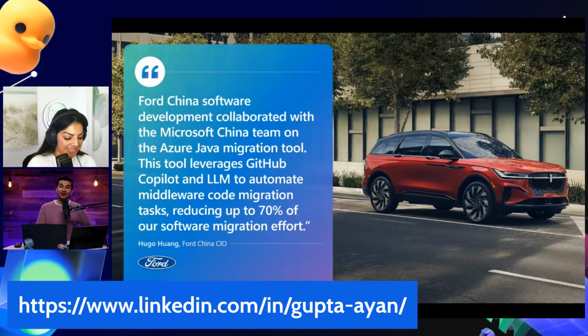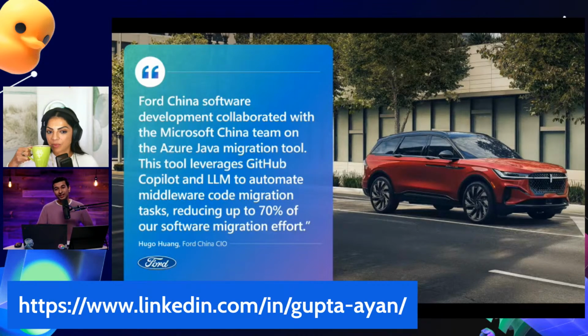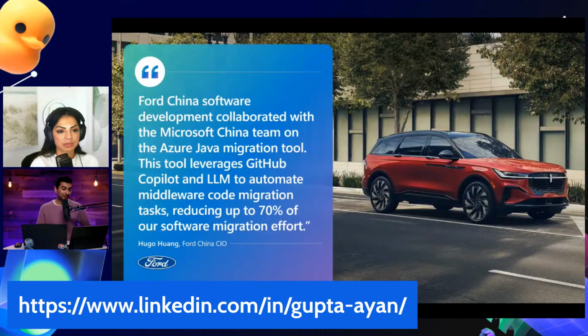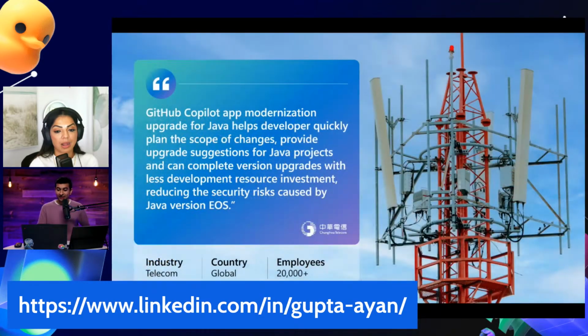No matter if you're just an individual developer or a startup or maybe even a teacher who's teaching Java and you just have old projects that need to be brought up to newer Java versions, or even large corporations. In this case, Ford China collaborated with the Microsoft China team on the Azure Java migration tool. They said that it reduced their work by up to 70% using tools like GitHub Copilot App Modernization and Copilot Agent Mode.